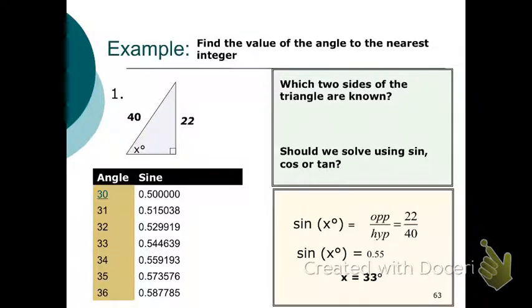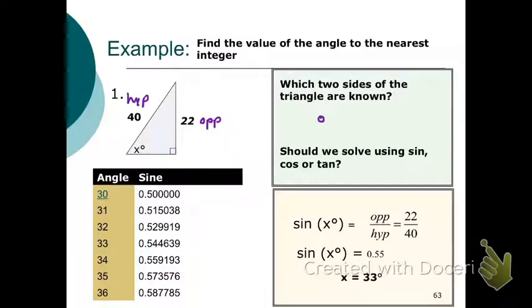All right, so now let's try this. We've got x degrees, we have 22 and 40. In this problem, we want to figure out what x is, knowing a couple of sides. So first we had to say, well, what sides do we know? Now the 22 side looks like it's the opposite side, and the 40 side looks like the hypotenuse. So the question is, which ratio are we going to use? Which one involves opposite and hypotenuse?